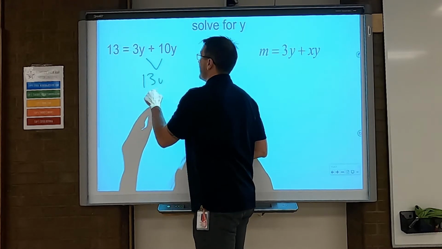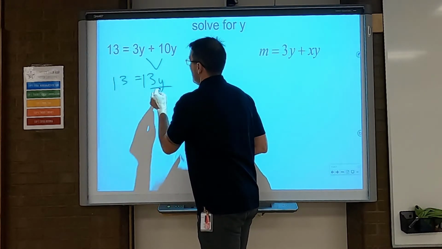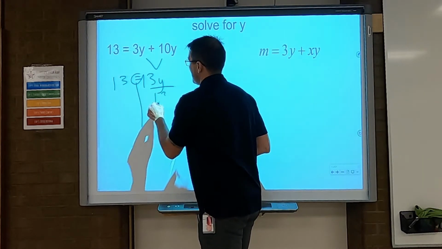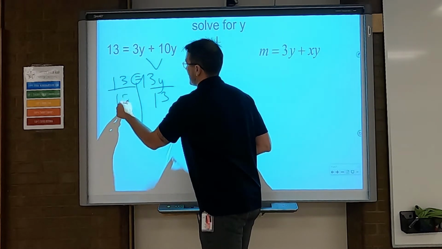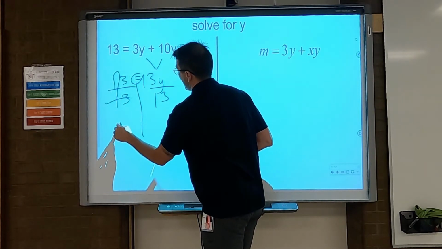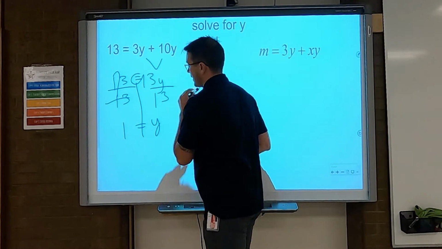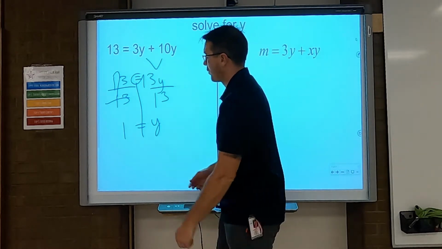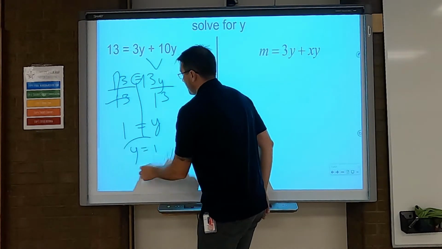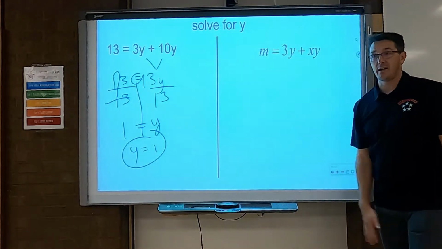I get 13y equals 13. Divide by 13, because that's the coefficient. Divide by 13, you get 1. I got that. 1 equals y. I'm good. Or y equals 1. But this is where people get stuck.